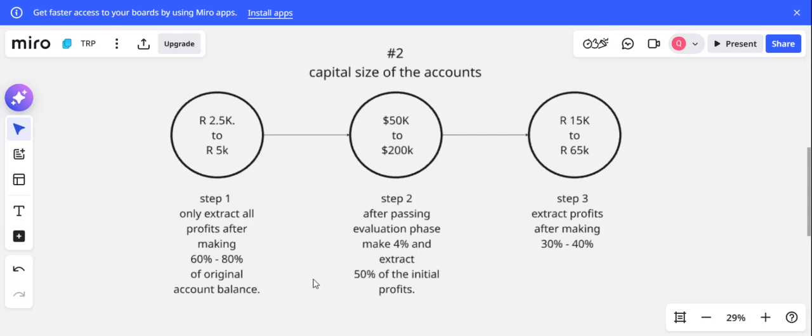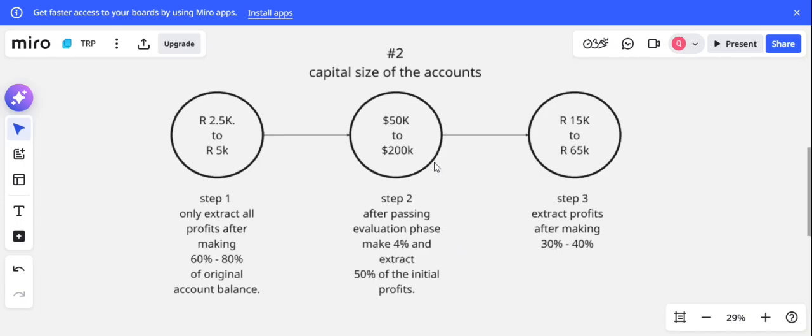And the main reason why you want a substantial amount is so you can buy a large account. And why do you want a large account? It has a higher return on investment. Step two: after passing the evaluation phase, make 4% and extract 50% of the initial profit. So you extract 2% of the initial account balance after passing the evaluation phase. Depends what account you get and all that, right?